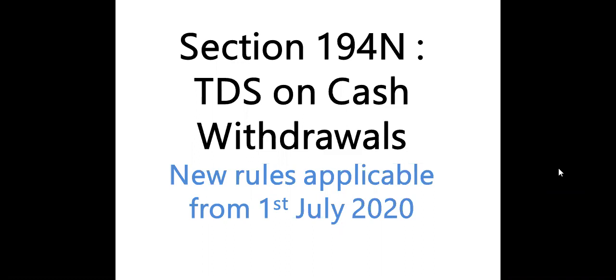This section was introduced by the Finance Act 2019, and this section was applicable from 1st September 2019. However, the section is now amended by the Finance Act 2020, and the amended section applies from 1st July 2020. So let's first of all know what is section 194N. Section 194N is basically a section which deducts TDS on cash withdrawals.